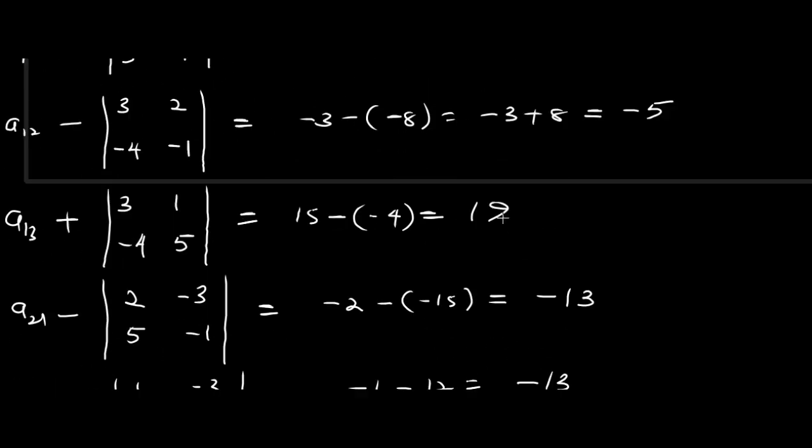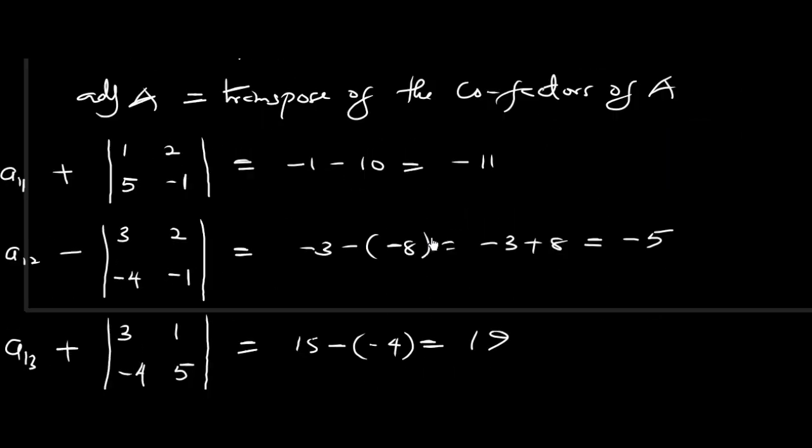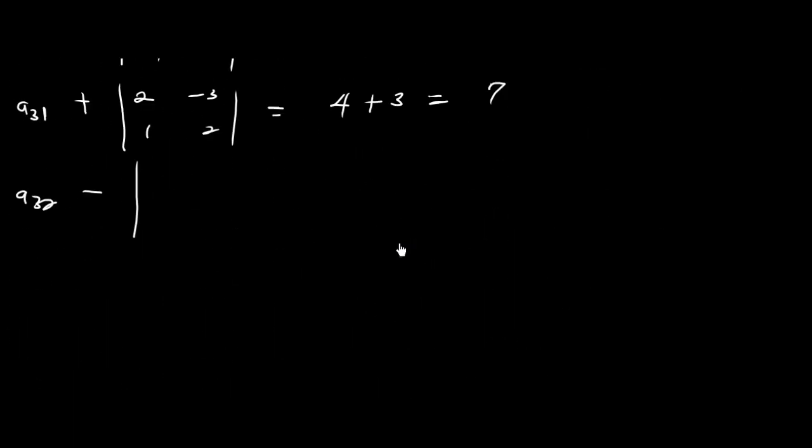Then A32, that should be negative. So A32, that is third row, second column. We are left with 1 minus 3 and 3, 2. Alright. So 2 times 1, we have 2. Then minus times minus, plus 3 times 3 is 9, plus 9. So this should be 11. But because it has negative here, we have minus 11.